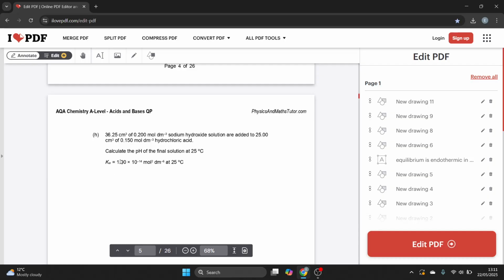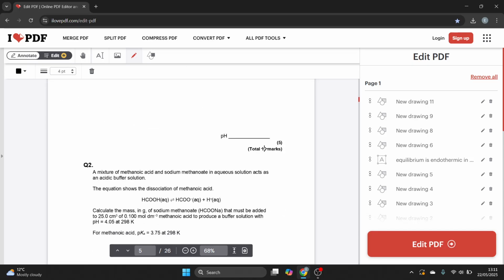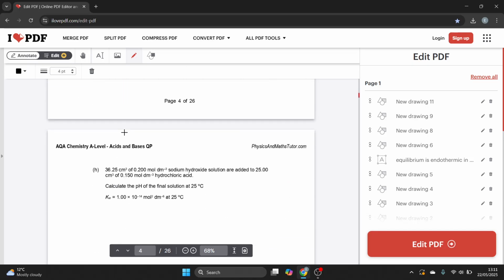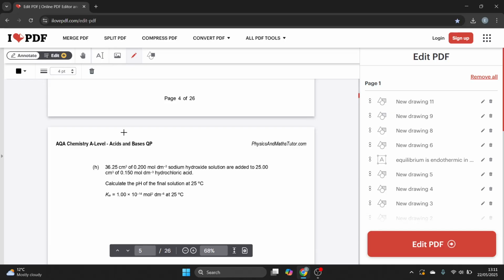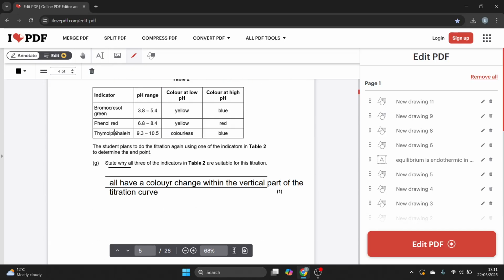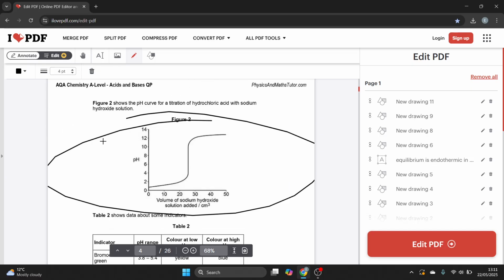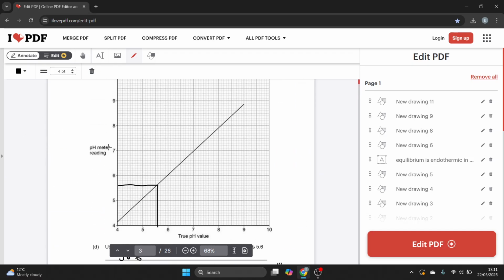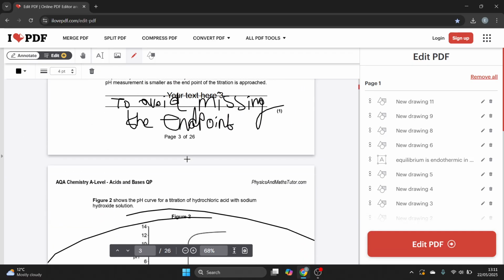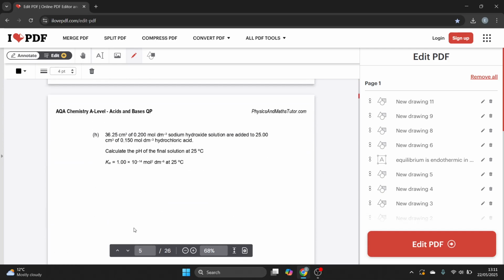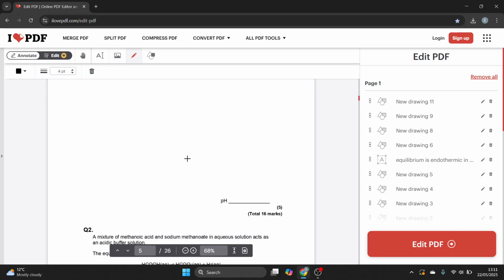Okay, it says this much sodium hydroxide added to this much hydrochloric acid, calculate the pH of the final solution at 100 degrees Celsius. It gives me Kw and it is 5 marks. With acids and bases, it doesn't matter if you memorize all the content. If you don't know how to attack these kinds of questions, you're going to lose marks. 100%, a question like this is going to come up.